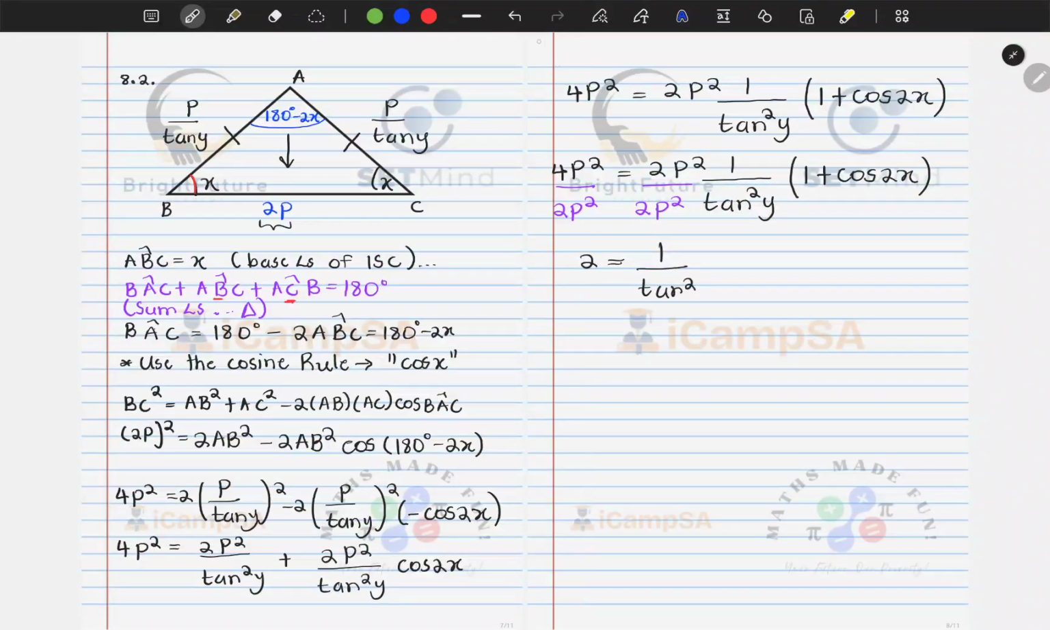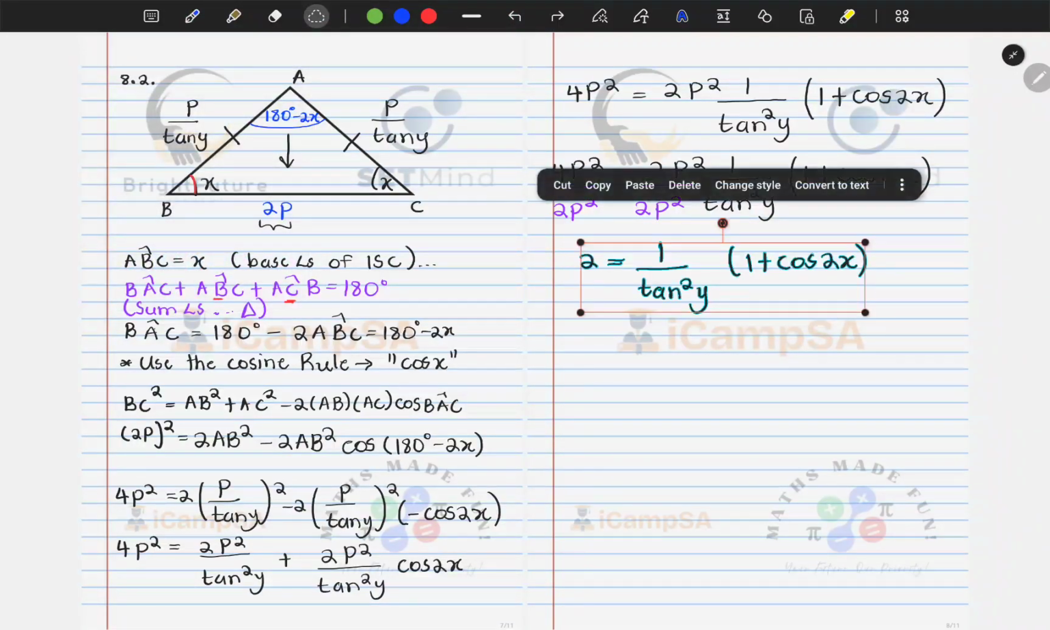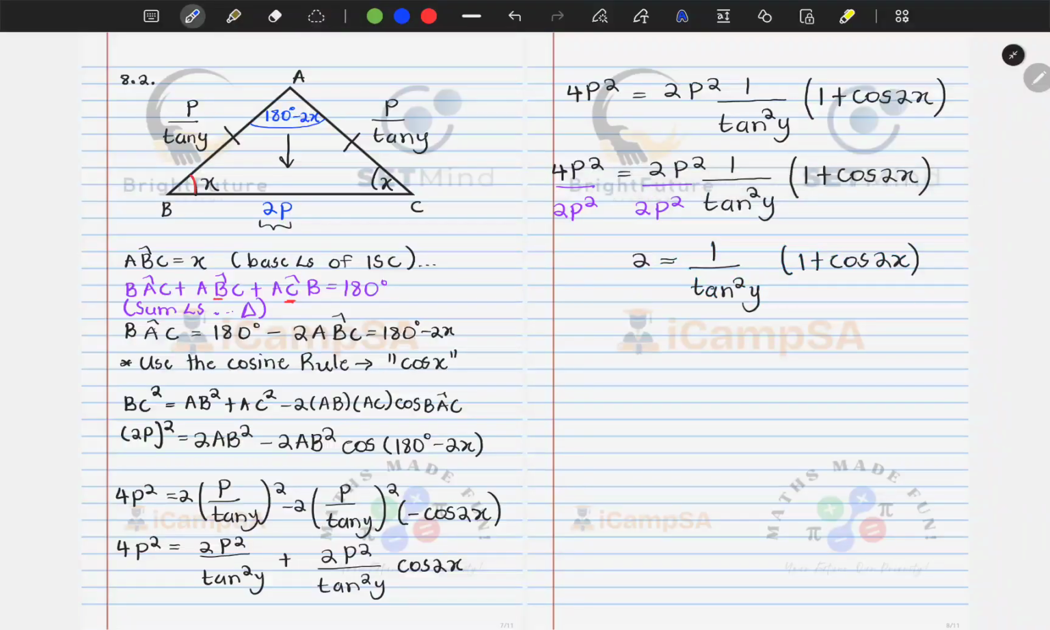tan squared y into 1 plus cos of 2x. And if you look carefully, we would like not to have any denominator here. So we can remove the tan squared y by simply multiplying both sides by tan squared y. So what that means is we'll end up having 2 tan squared y equals 1 plus cos of, if you observe carefully, 2x.